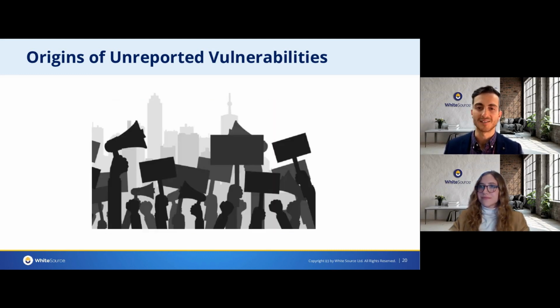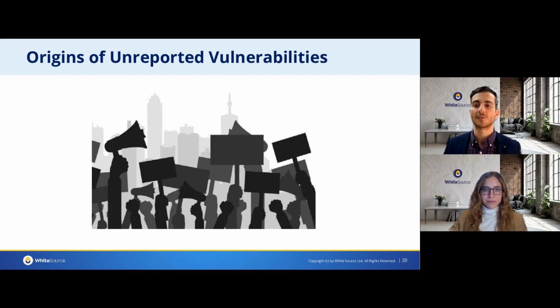As you realize, there are many issues that foster the unreported vulnerability situation, and each of these issues needs to be considered by the community. We need to think how to put an end to those issues, or at least improve the process.